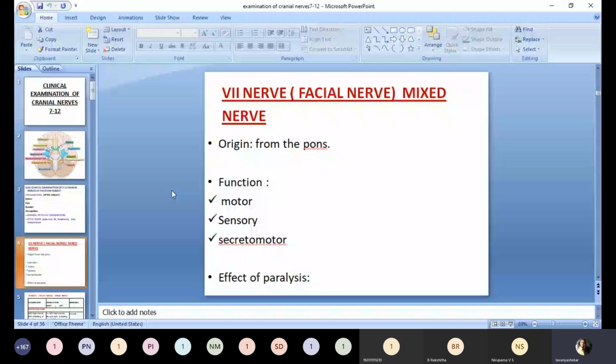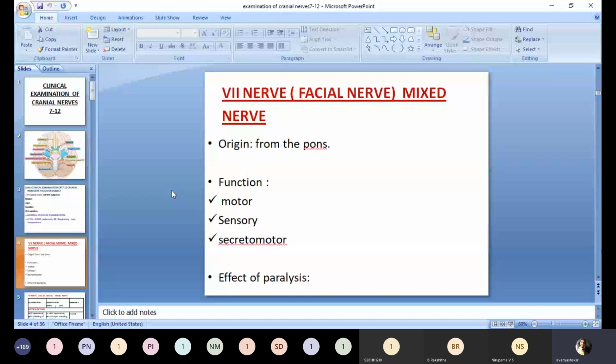Also, in case there is paralysis of your sensory fibers, there is loss of taste sensation from the anterior two-third of your tongue. So in case there is paralysis of your secretomotor fibers, it decreases the salivary secretion as well as lacrimal secretion, that is tear formation and tear secretion.